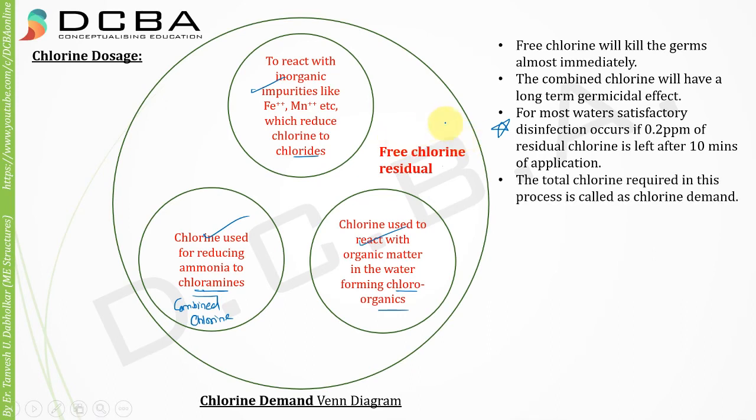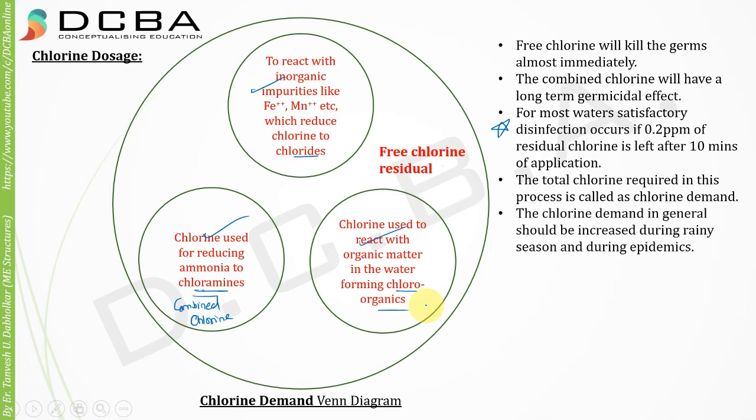The total chlorine required in this process is called chlorine demand. So the total entire chlorine is called chlorine demand, and this is your Venn diagram. The chlorine demand in general should be increased during rainy seasons and during epidemics. As you know, during rainy season, the chances of infection in the water are more.